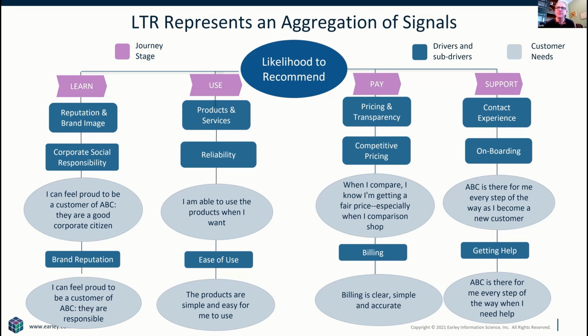Here's another slide that Carol Borghese helped me with. And this is an example of likelihood to recommend. What I did is I just chose a couple of journey states. I just chose learn, use, pay, support. But what this is showing you is that when you get voice of the customer feedback, you have to disaggregate that. You have to extract the entities and extract the important things. You have to classify them. This is text analytics and classification.